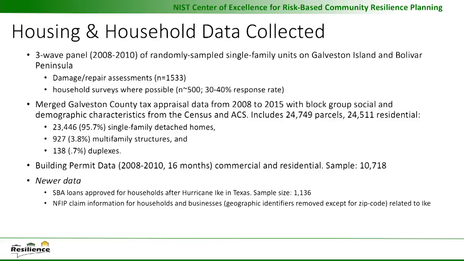Our housing and household data includes a 3-wave panel of randomly sampled single-family units merged with tax appraisal data and sociodemographic data at the block group level from the decennial census and the American Community Surveys. Further, we have building permit data from the city of Galveston for the 16 months following the disaster. And more recently, we've acquired SBA loans to households and National Flood Insurance Program claims for households and businesses.